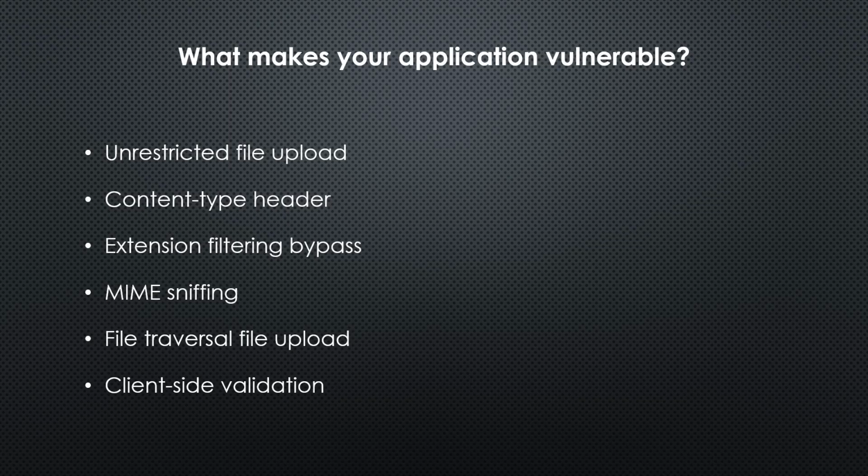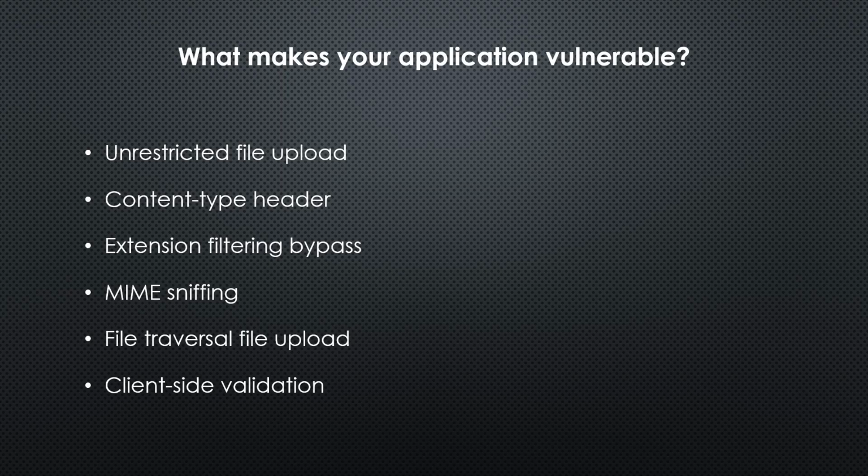Next, content type manipulation. The content type header identifies the MIME type of the file being transmitted. Since this value is provided by the client, attackers can modify it before sending the request to the server. If the server side relies solely on the content type for validation, it can be tricked into accepting harmful files.